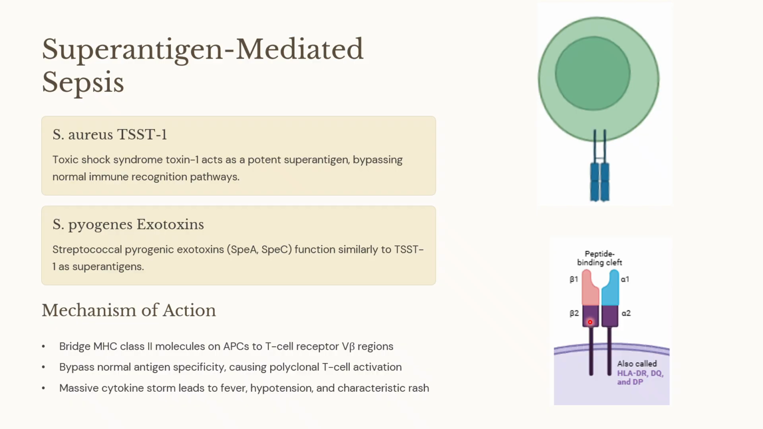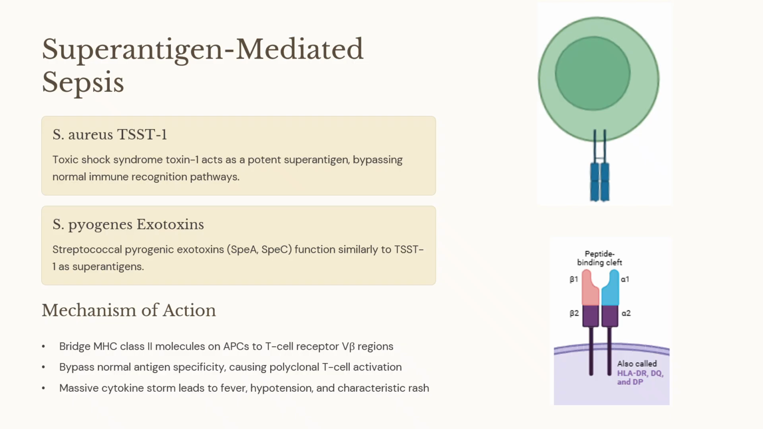In superantigen mediated sepsis, the superantigen will bridge the MHC class 2 on the antigen presenting cells to T cell receptors. By doing so, it bypasses the normal antigen specificity, causing polyclonal T cell activation, resulting in massive cytokine storm, leading to the typical septic shock, fever, hypotension, and characteristic rash.